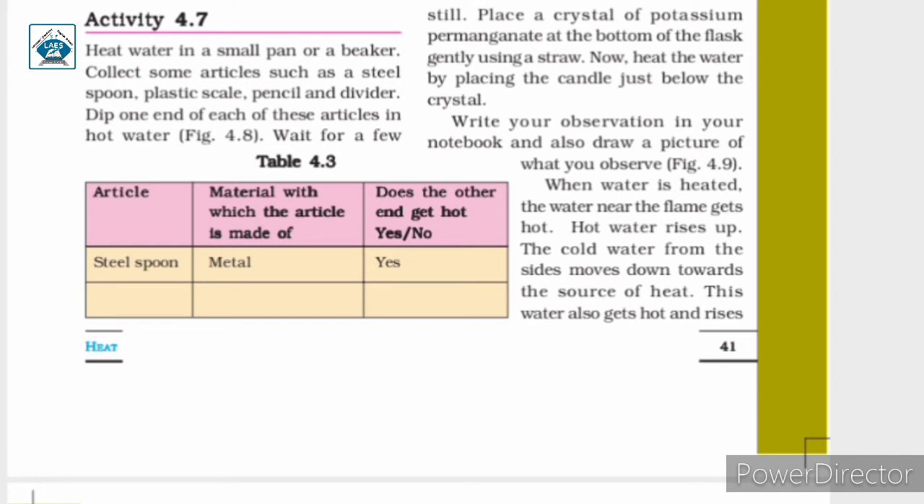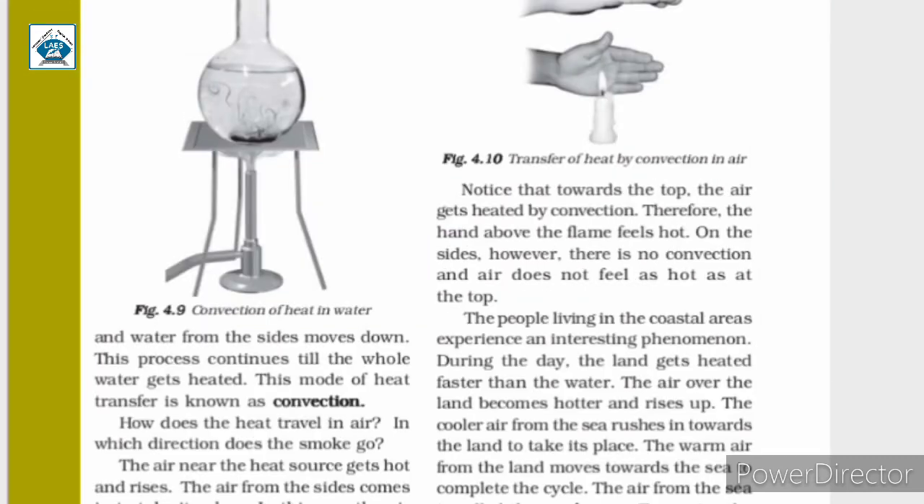When water is heated, the water near the flame gets hot. Hot water rises up. The cold water from the sides moves towards the source of heat. This water also gets hot and rises, and water from the sides moves down. This process continues till the whole water gets heated. This mode of heat transfer is known as convection.